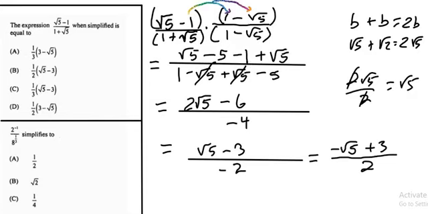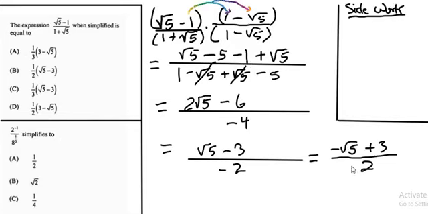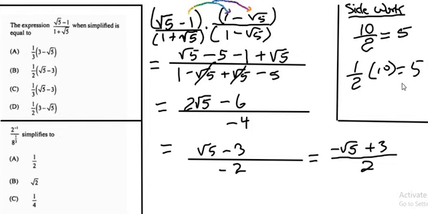Now what I want to do is simplify this, right? So let's look at the side work here. I want to show you something quickly. If I have 10 divided by 2, what other way could I write this? I'm dividing 10 by 2. In other words, I'm finding half of 10. We know half of 10 is 5. 10 divided by 2 is 5. We could write it as a half, I put a 10 in the bracket, half of 10, and we get 5.